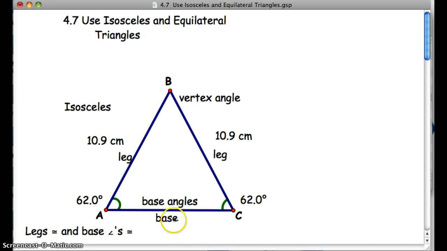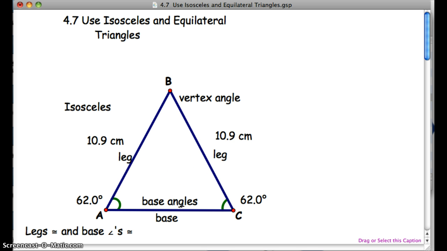So it is possible for this base to be congruent to the legs, but for isosceles purposes, all we need is two legs that are congruent, and then of course your base is the one that sits on the bottom, the non-congruent side, if you will. You also have two angles. The two angles here, you'll notice, are congruent. If you look closely, the angle across from one of the legs and the angle across from the other leg are both congruent.